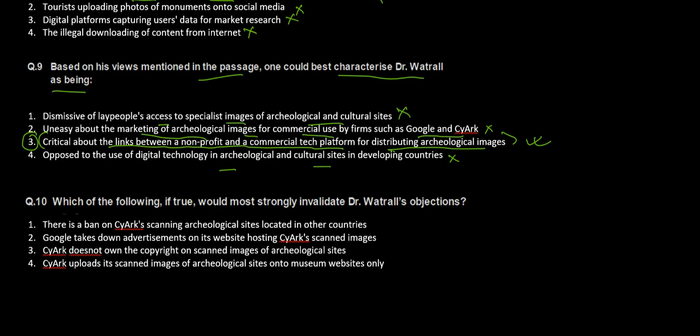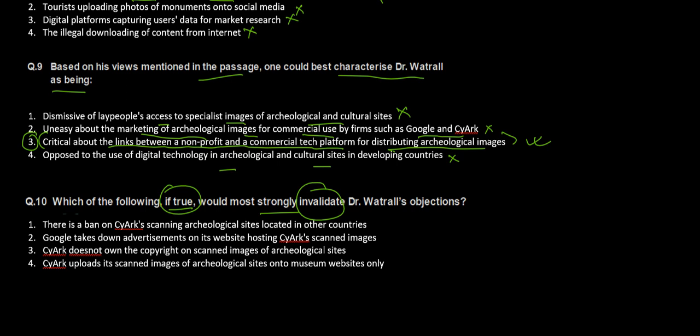We move to question number 10. Which of the following, if true, would most strongly invalidate Dr. Wottrell's objections? Which means Dr. Wottrell is objecting to the fact that Google is collaborating with SIAC and is trying to promote itself, and is saying that these images should remain on the website of the museum or the institution itself. So let's see what are the options.